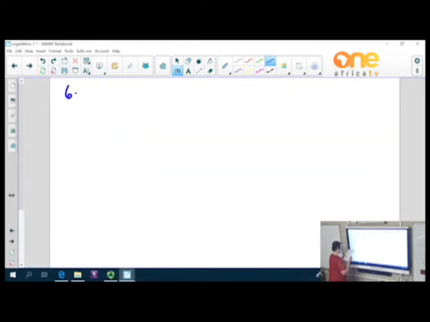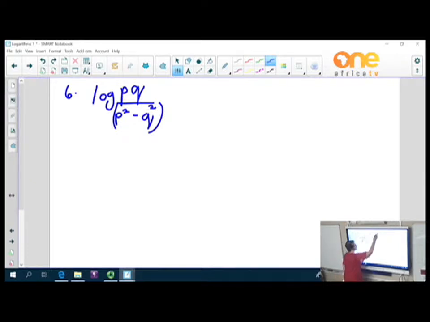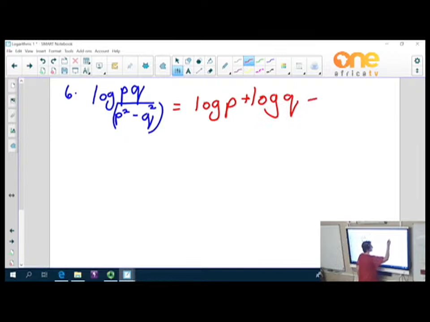Number 6, log PQ over P squared minus Q squared. And we should see that as a whole, like in brackets actually there. So then it will be log P, I'm writing it as separate logarithms, plus log Q, because I multiply there, and now I'm going to subtract log, and we keep this P squared minus Q squared in brackets there.